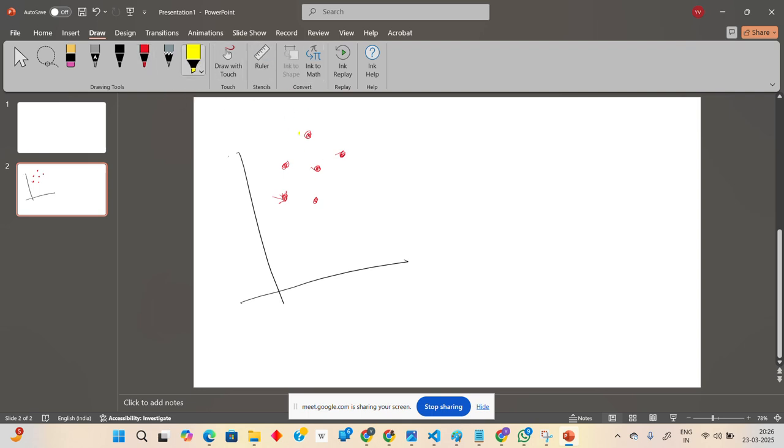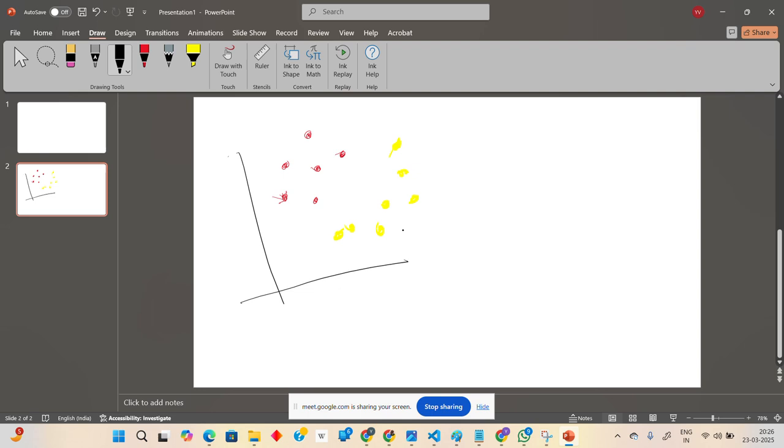Maybe I can take this, this, this, and this. Okay, so there are two classes. Let us consider there are two classes. One class is this one, the red color, and another class is yellow color. So I have to take a decision.